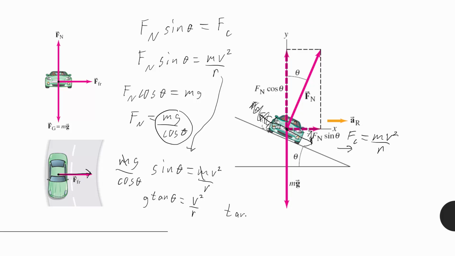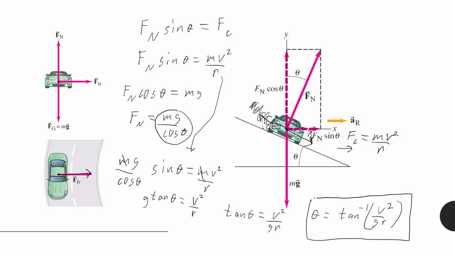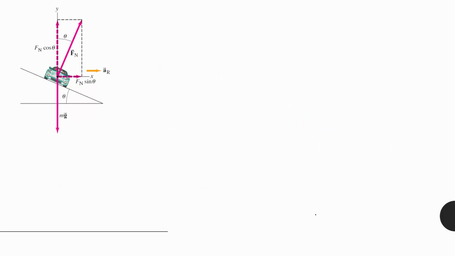So I get tangent theta equals v squared over gr, and then theta is just the arctangent of v squared over gr. So that is going to give me the proper angle given what's called the design speed of the road. Design speed. All right, there you have it. Let's work through one of these examples. This is going to be a little bit long, so bear with me, but when you have to do a problem like this, you'll be happy that you've seen this before.